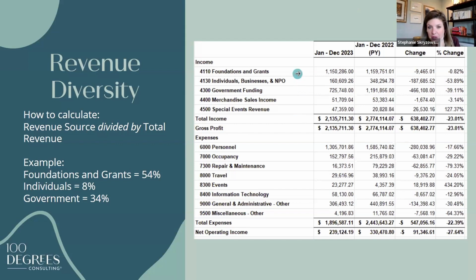Then you could even drill further into here. Like if we were to say, okay, well, foundations and grants are making up over half of our revenue. Let's go a little bit further and let's drill into the detail behind this. How much do we have from each foundation, right? And maybe this line item is super diversified once you dig into the details, so they wouldn't necessarily have a concern. But maybe there's just one or two grants in this line item that could put this organization at risk if they were to go away. And so you can dig a little bit further there.